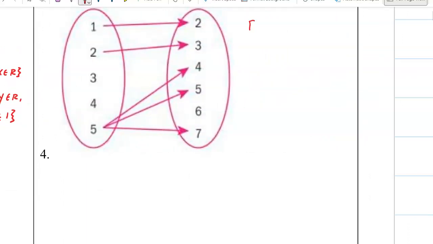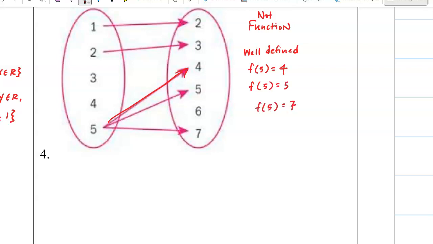This is definitely not a function. Not a function. And there's two reasons why. It's not well defined. It's ambiguous. The output of x is going to be ambiguous. So if I put in f of 5, f of 5 is going to give me 4, and f of 5 is also going to give me 5, and f of 5 is going to give me 7, and 4 does not equal 5, does not equal 7. So that's why it's not, therefore it's not a function.